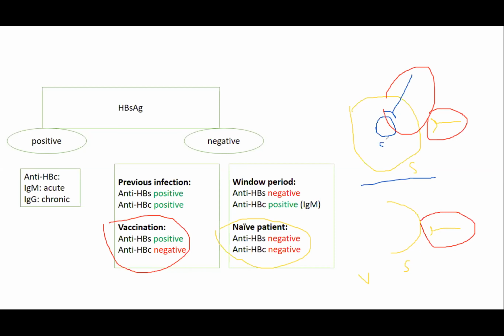Always remember, having the anti-surface, S stands for success. If we form antibodies, the successful antibodies, it means that we have resolved the infection, either by vaccination or by immunity after getting infected. The last point: do you remember that I told you that hepatitis B can be both acute or chronic?